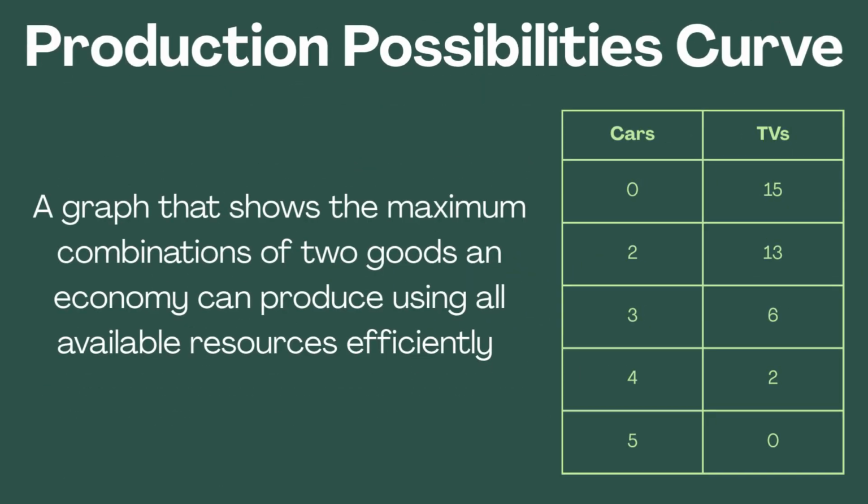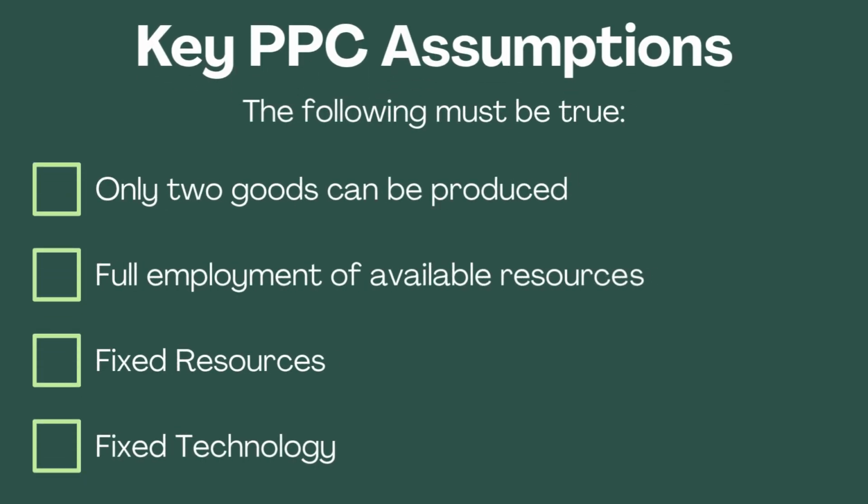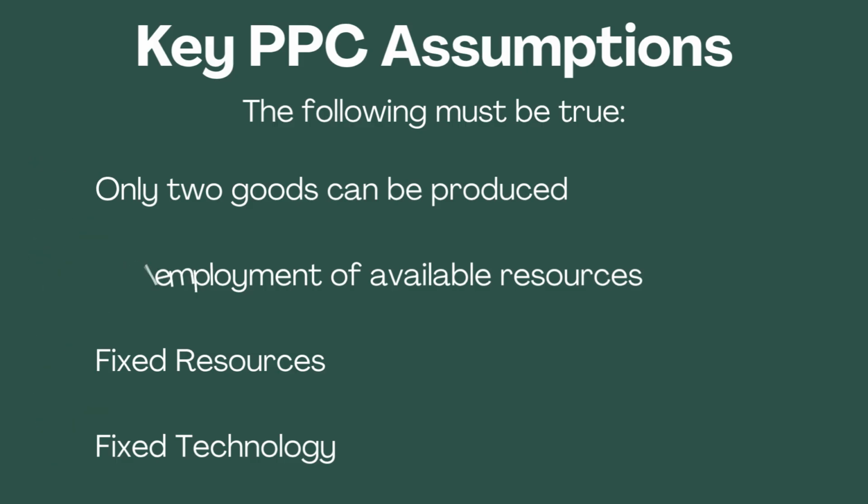The production possibilities curve is a graph that shows the maximum combinations of two goods an economy can produce using all available resources efficiently. The following 4 assumptions must be made for production possibility curves. Only 2 goods can be produced: full employment of all available resources, fixed resources, and fixed technology.